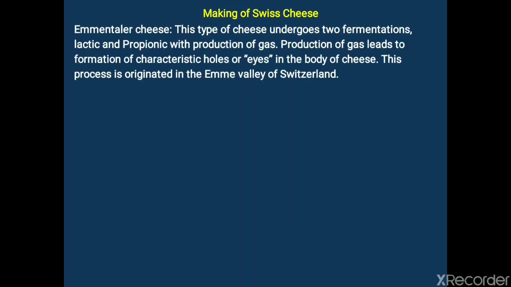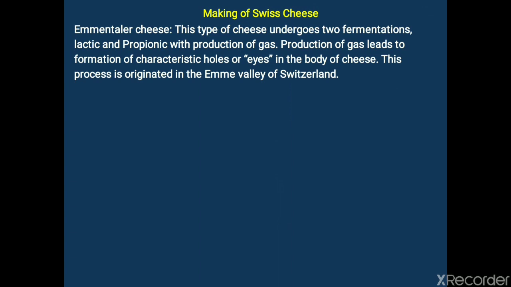Another example is production of Swiss cheese. We'll see the differences between the method of production of cheddar cheese and Swiss cheese as an example. It is also called Emmentaler cheese. This type of cheese undergoes two fermentations. So this is one of the differences between cheddar and Swiss.